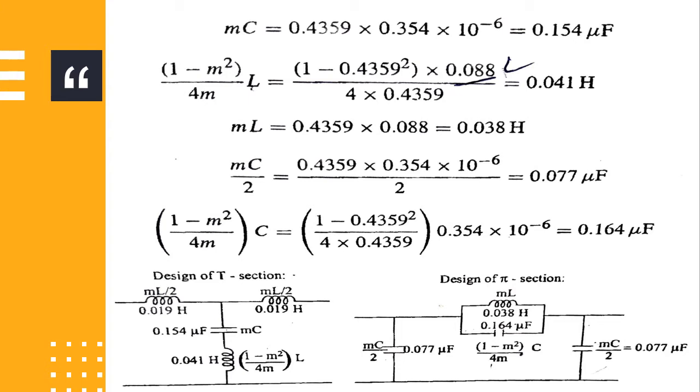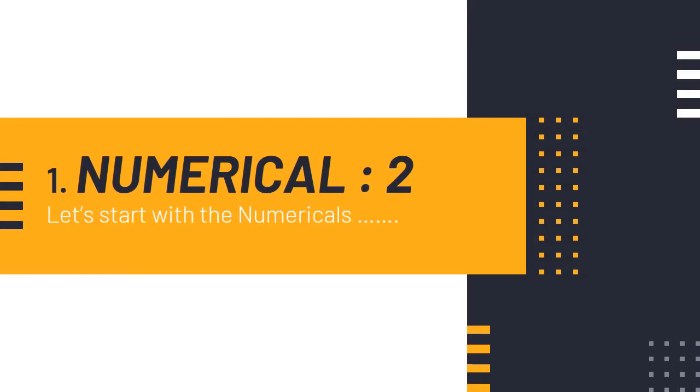So all the parameters which are related to the T section and the pi section, you need to calculate and substitute in the figure, or you can say the designing part, that is nothing but the T and the pi section, or you can say the series and the shunt arm. The next numerical.